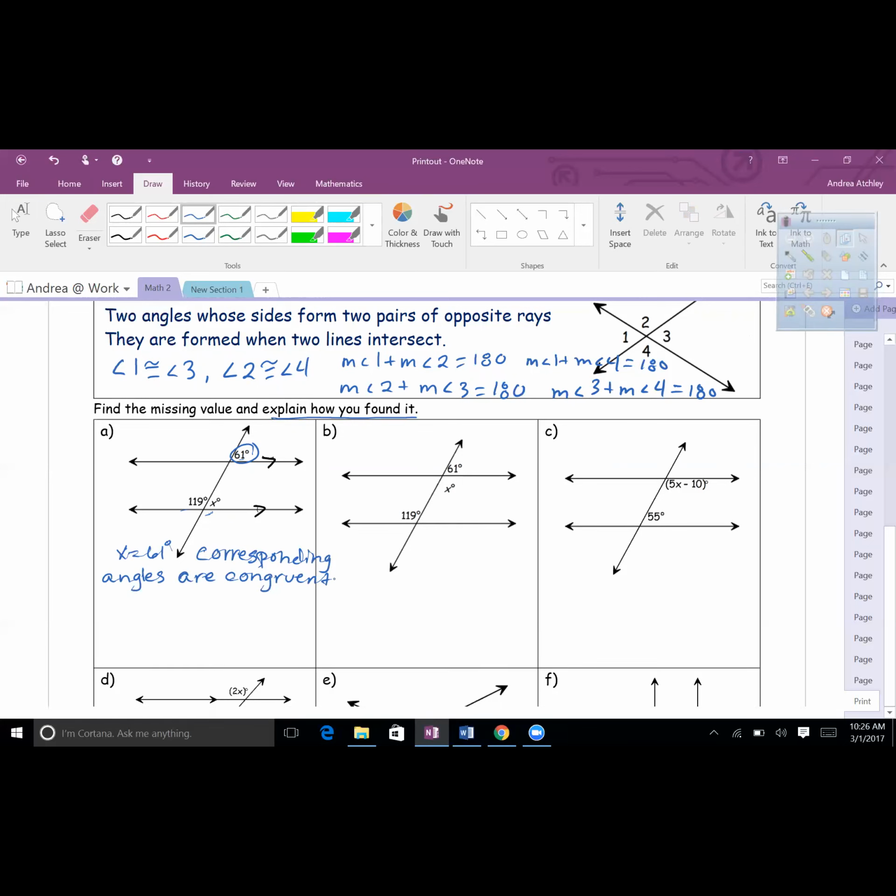Okay, B. I want you guys to figure out what type of angles those are.